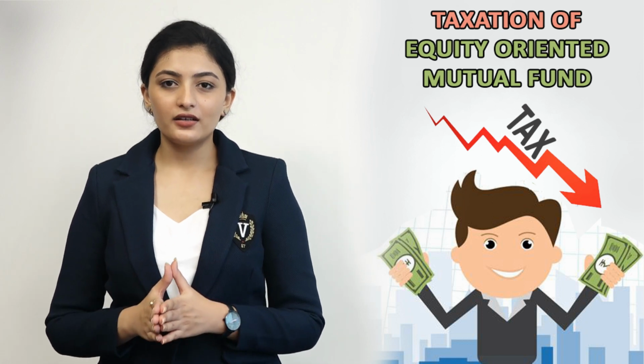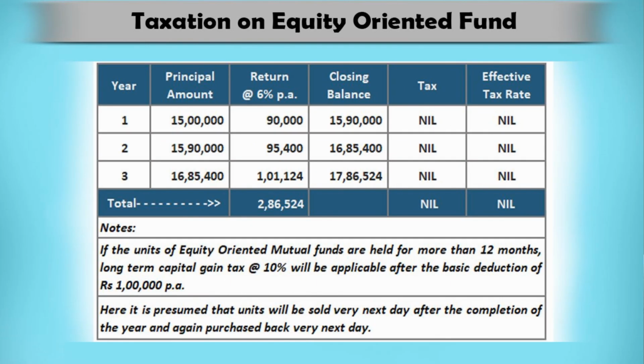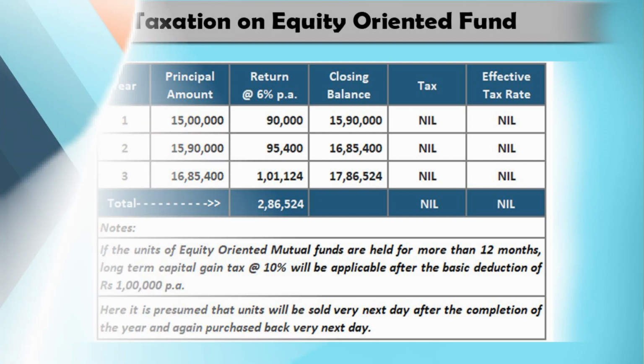To get a clearer understanding, we have an example. To keep the matter simple, I have assumed the same amount of rupees 15 lakhs and return at the rate of 6%. In this scheme, we have a tax planning opportunity where the investor holds the investment for 12 months, sells it, and invests in the same scheme again the very next day. Doing this provides us a tax exemption of rupees 1 lakh per annum. The table given shows the calculation based on this presumption. We can see that after the basic deduction of 1 lakh and after 3 years, there is only a minimal tax of rupees 110, which gives us an effective tax rate of almost nil.